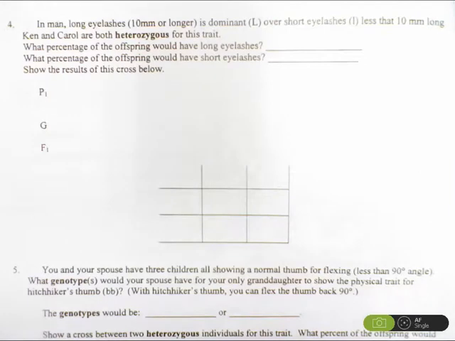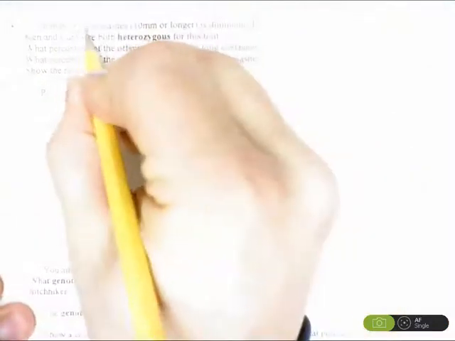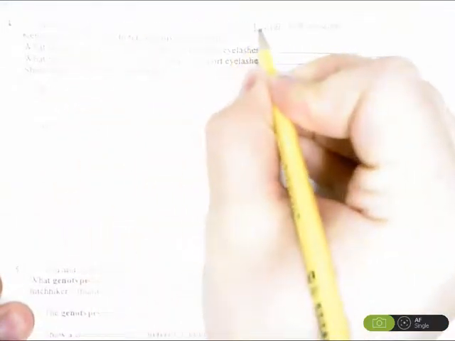Ken and Carol are both heterozygous for this trait. And we are trying to determine what percentage of the offspring would have long eyelashes and what percentage of the offspring would have short eyelashes. Please go up to the very beginning up there and underline long eyelashes is dominant. Long eyelashes is dominant.